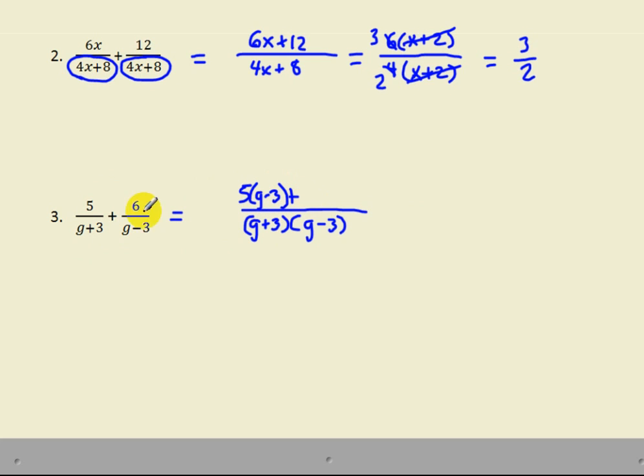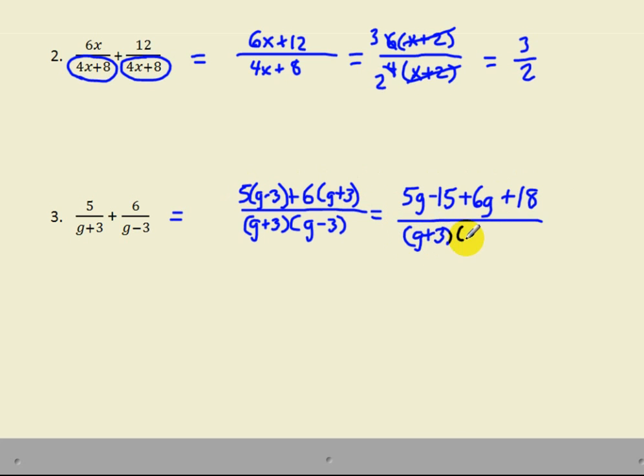And then we're going to add. And now in the second case, we need to multiply this denominator by g plus 3. So we need to also multiply our numerator, 6 times g plus 3. And now we can go ahead and apply the distributive property. So we have 5 times g minus 3 will give us 5g minus 15, and then plus 6g, and then 6 times 3 plus 18 over, and we still have g plus 3, g minus 3.